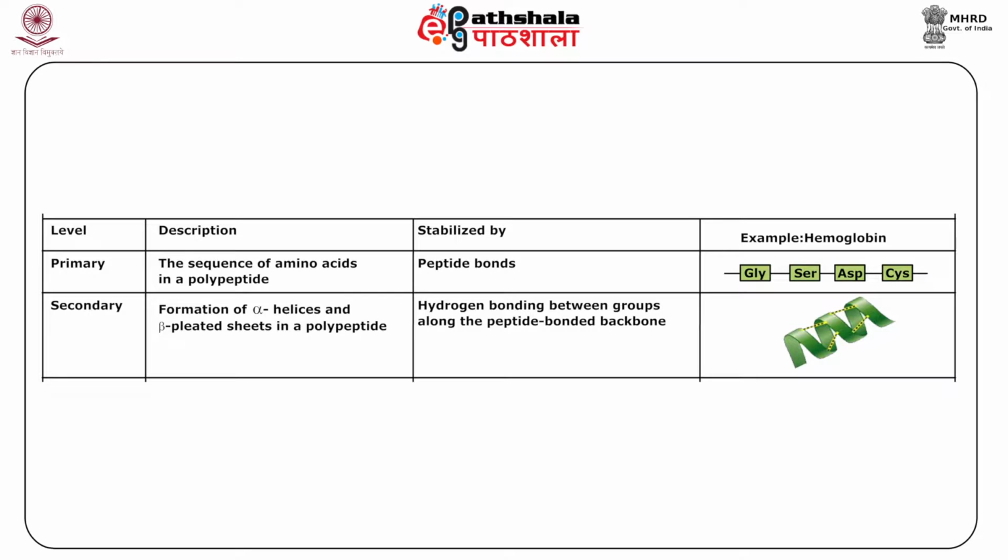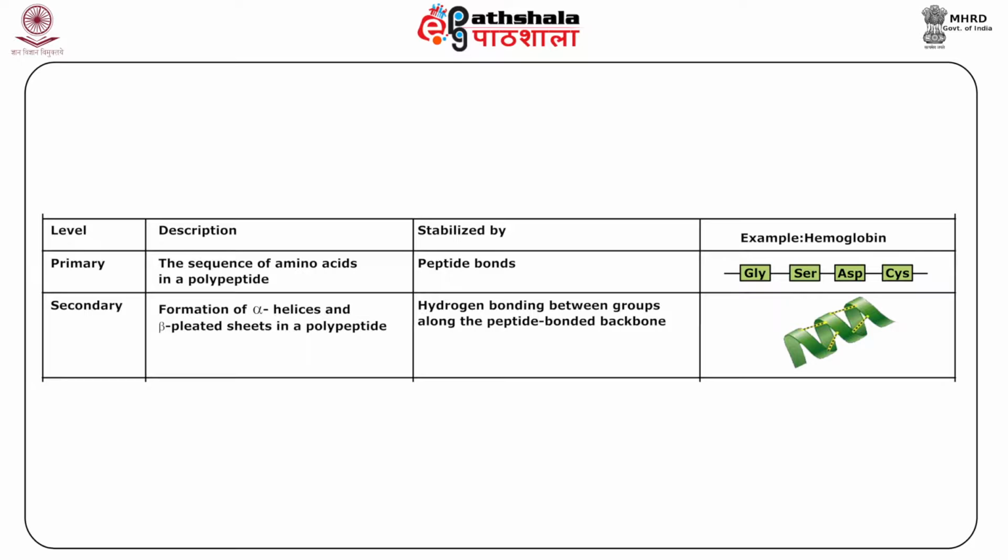Secondary structure is basically the formation of alpha helices and beta pleated sheets in our polypeptide chain, and this is stabilized by the hydrogen bonding between groups along the peptide bonded backbone.